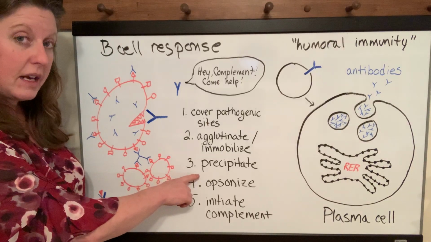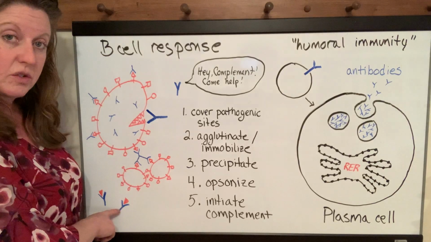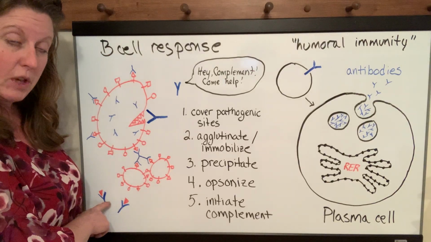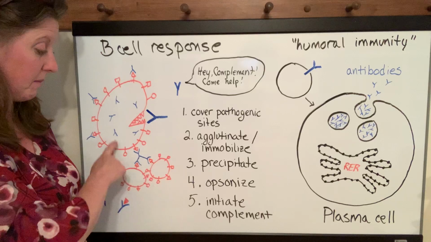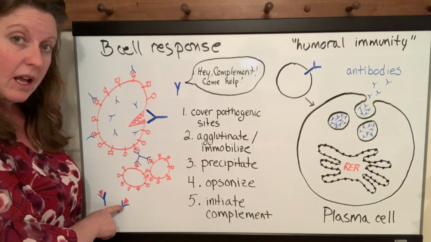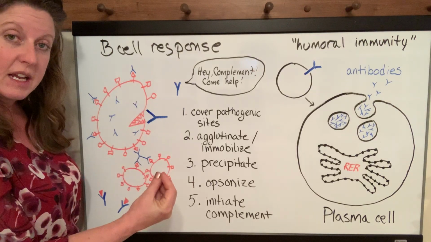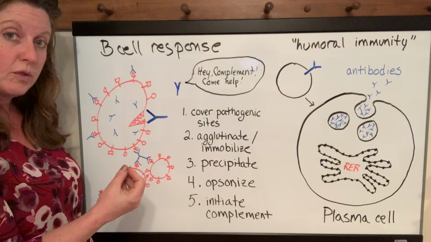The third thing antibodies can do is they can precipitate things. When there are antigens or small particles that are floating free from the other pathogenic cells, these can be very difficult to clean up because they're very small. Antibodies can bind to those and precipitate them or make them visible to phagocytes.